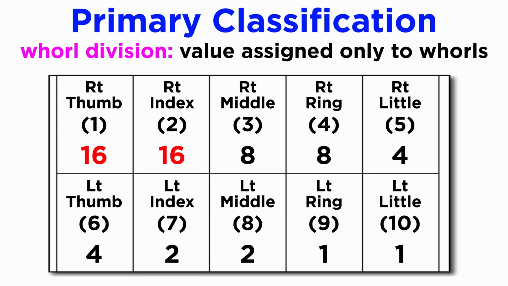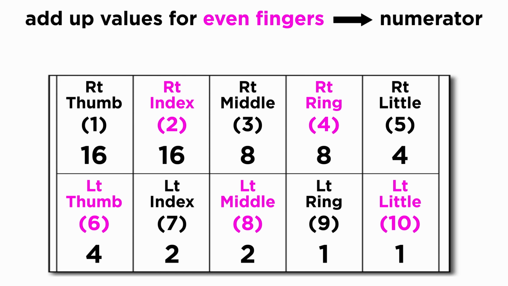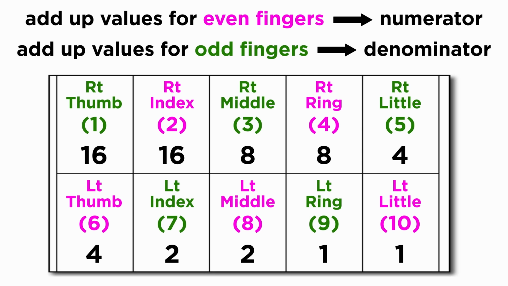Starting from the right thumb, 16, 16, 8, 8, 4, 4, 2, 2, 1, 1. As you can see, the value halves after every 2 fingers. Easy to remember, right? Adding up the values for even-numbered fingers, 2, 4, 6, 8, 10, generates a numerator. Odd-numbered fingers, 1, 3, 5, 7, 9, form the denominator.